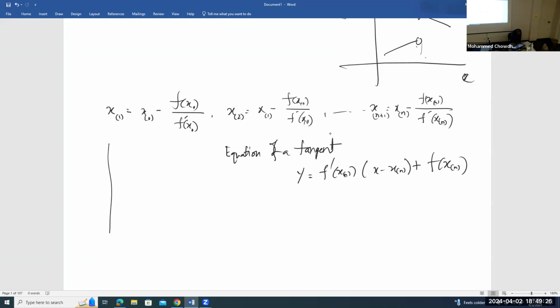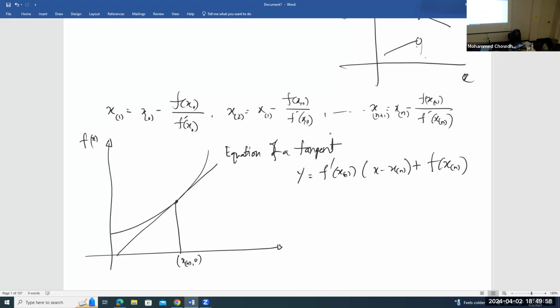So now if I want to explain those things graphically, I have to draw it like this. Suppose I have this, okay? And this is the point where the original value is xn comma 0. This is my f(x), this is my x, okay? So this is the equation, continuous and differentiable, for which I want to have a solution, that means the root of that equation. So this is the line at xn, and this is the line at xn plus 1.